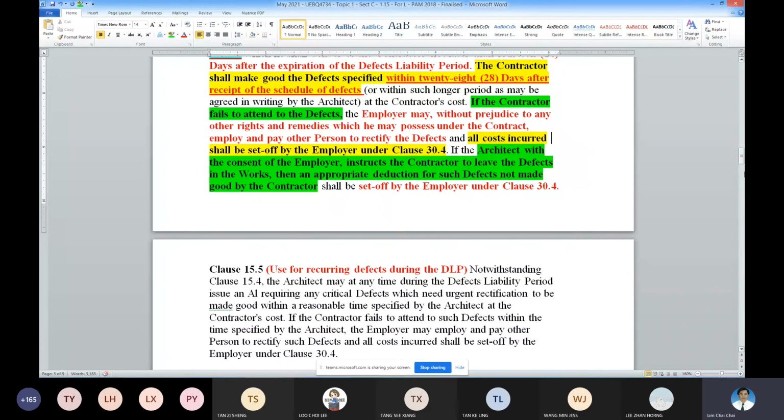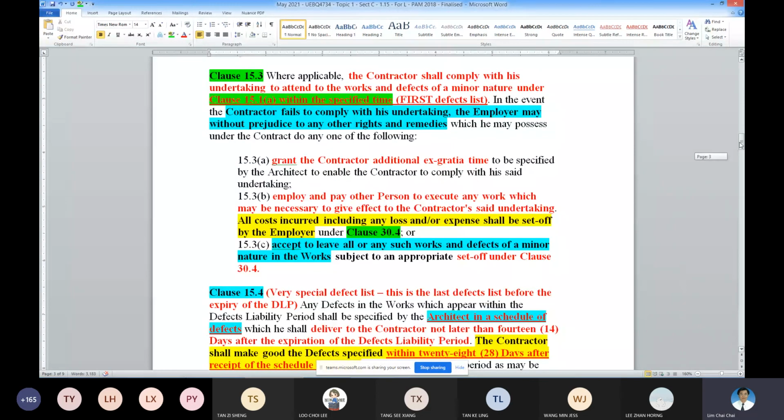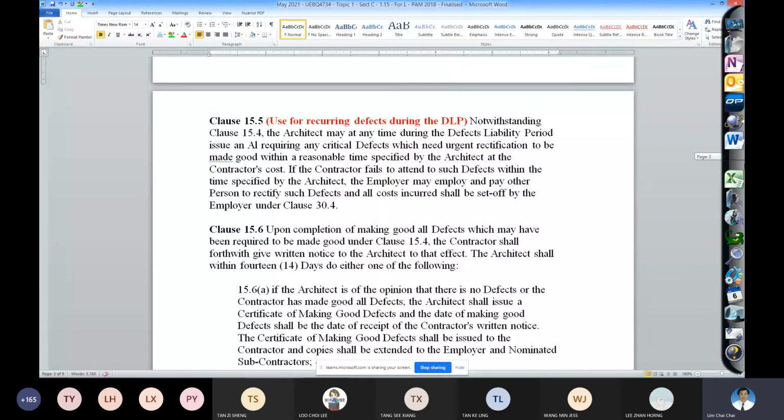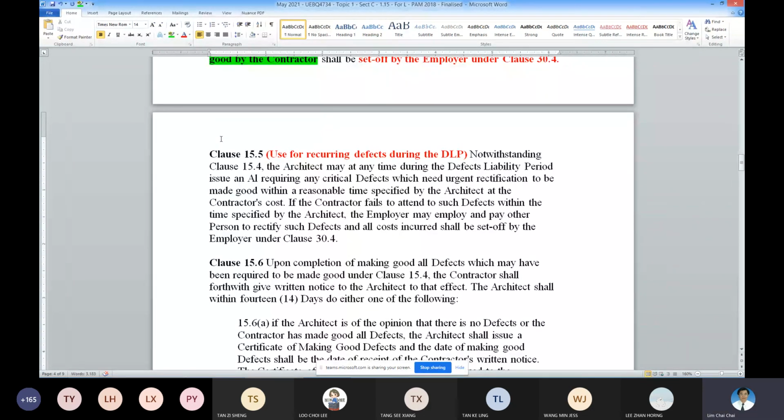So please be careful. Just now was the first list of the defects, 15.3. 15.4 is the last list. 15.5 is the recurring list. The recurring list, I will continue this one. I will stop here today. So please go back if you want to read. Okay, so I will continue with this in the next session.